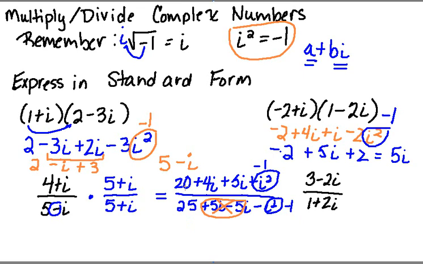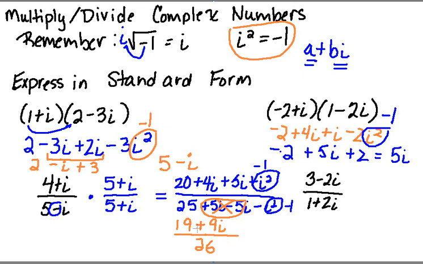So in my numerator, I've got 20 minus 1. My numerator becomes 19. I've got 4i plus 5i becomes 9i. And in my denominator, I end up with 25. But now, look, this is minus a minus 1, so this is going to be a positive 1. So we end up with 26.